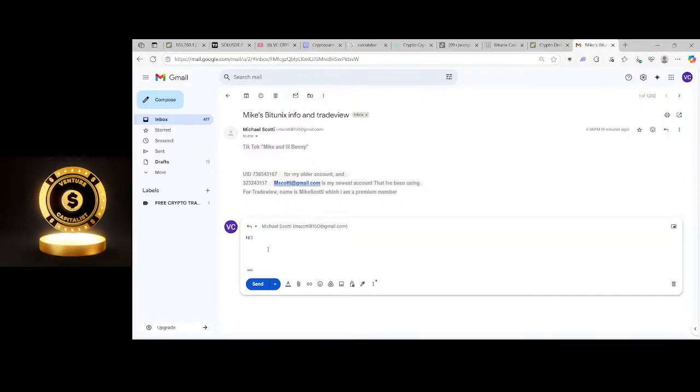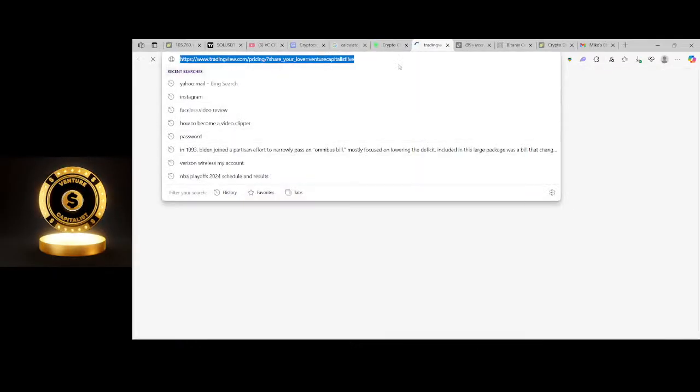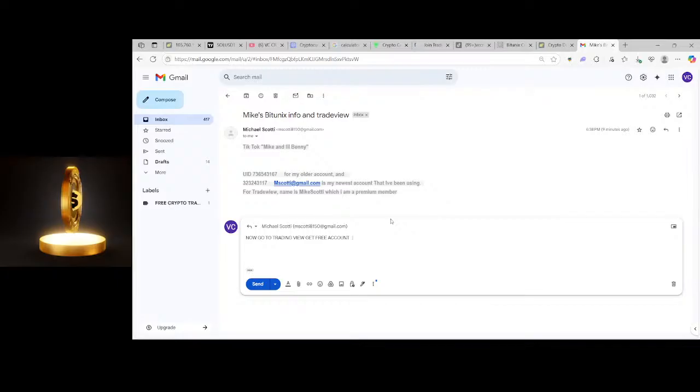Okay, so now go to TradingView, get a free account. Okay, now I'm gonna hit this here. Let me slide over here. Let me go down here to TradingView. Let me grab that for you. Copy. I'm gonna go back here. I'm gonna give you a link here, and there you go. Okay, you have TradingView? Perfect.